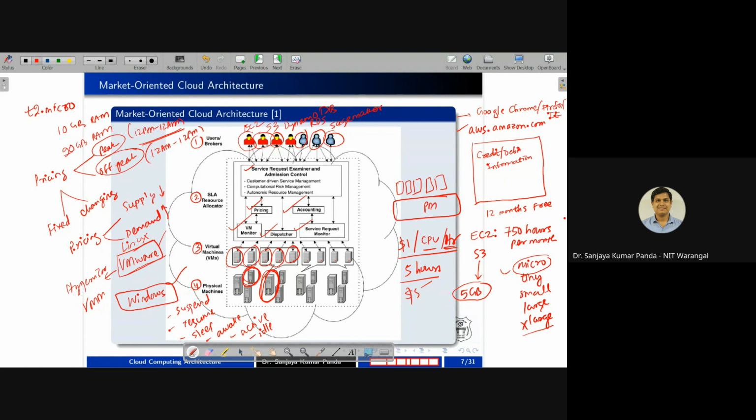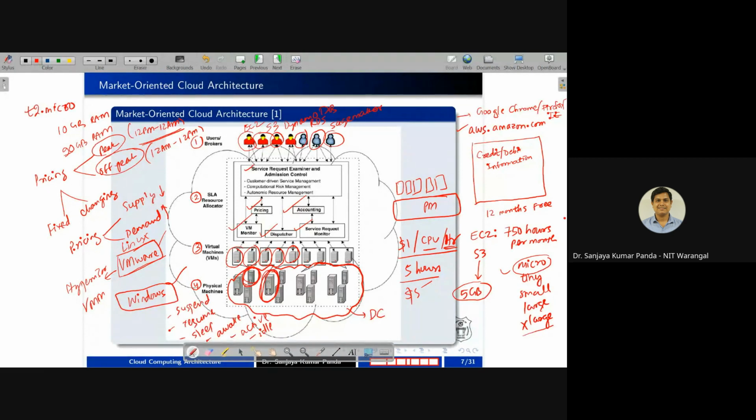In the bottom layer we have the physical machines. When we have a group of physical machines, we call that group a data center. So a data center consists of a set of servers or a set of physical machines. That's why I told you the hardware part is always at the bottom. The user interacts with the system with the help of a browser, but where is the service provided? The service is provided from the hardware level.